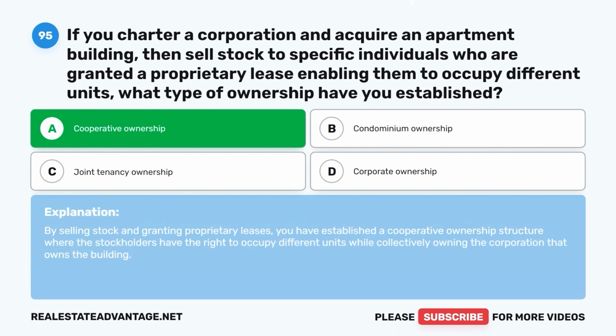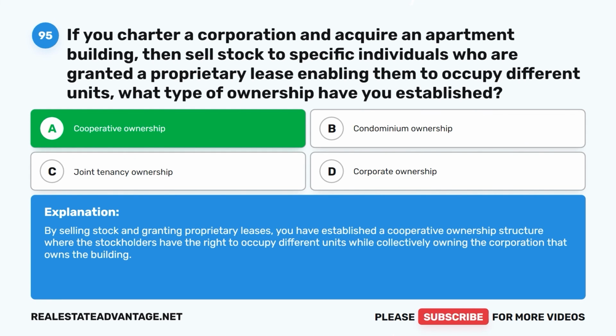Cooperative ownership. By selling stock and granting proprietary leases, you have established a cooperative ownership structure where the stockholders have the right to occupy different units while collectively owning the corporation that owns the building.